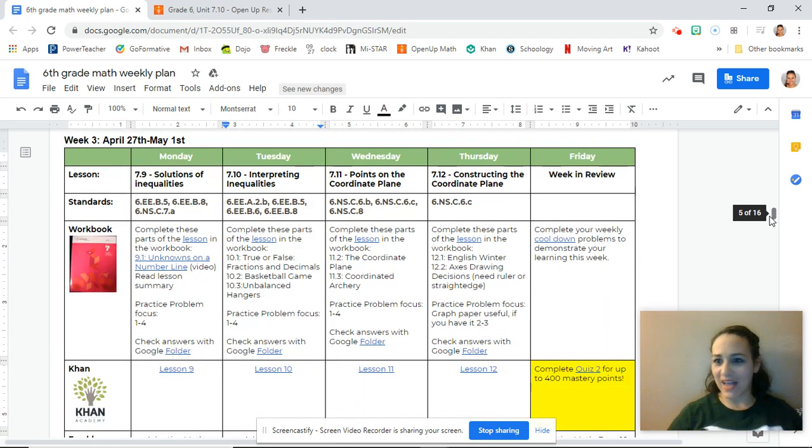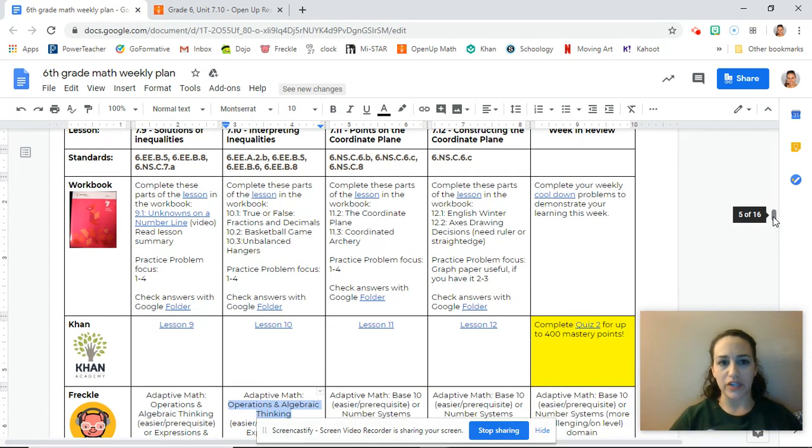All right, welcome back. We're looking at Tuesday's lesson, which is lesson 10. So today we're going to be focusing on interpreting inequalities, trying to figure out what they mean or how they could be used in some different real world situations.